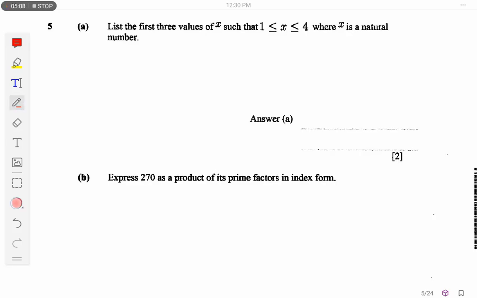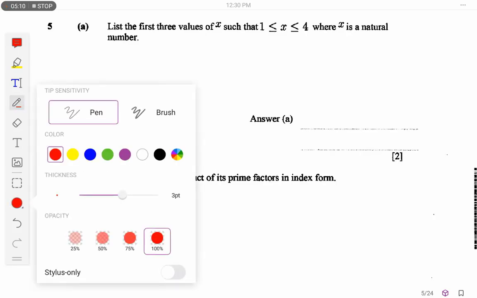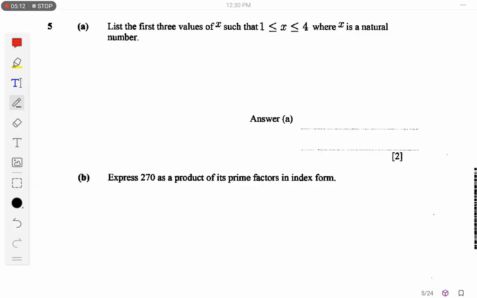List the first three values of x such that 1 ≤ x ≤ 4. Okay, for me it is best to draw a line graph for this one.